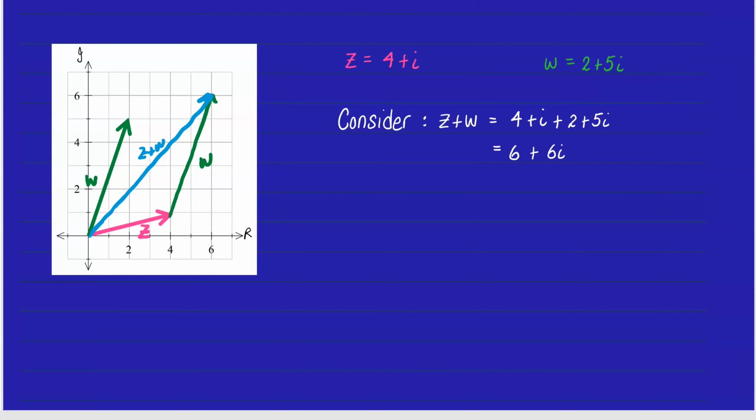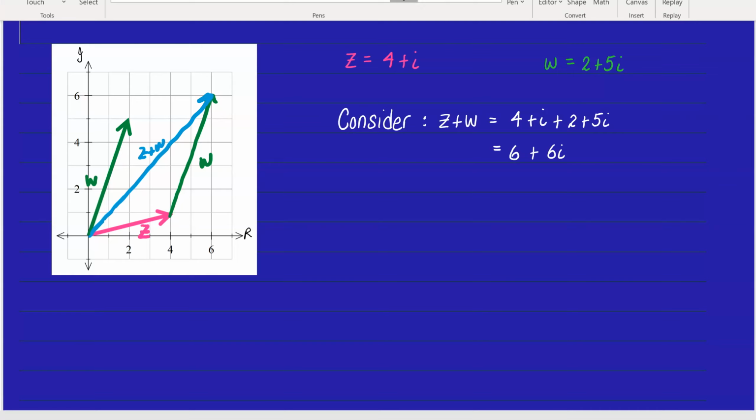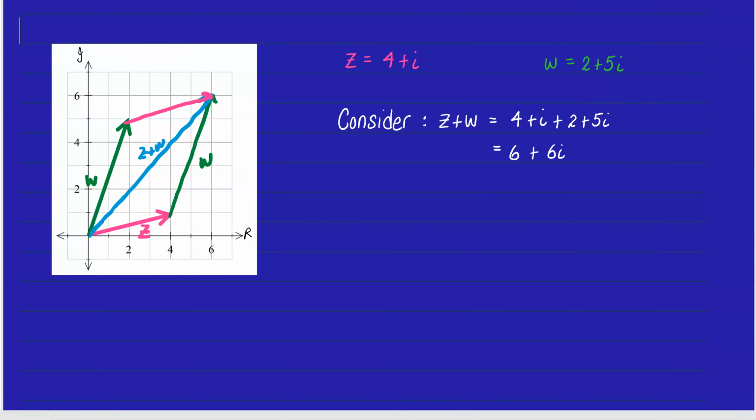You can also see that if we did it the other way, if we went with w plus z, then we get that one there, and we make a parallelogram, because we've got our two triangles on either side. Now we can consider our z plus w.